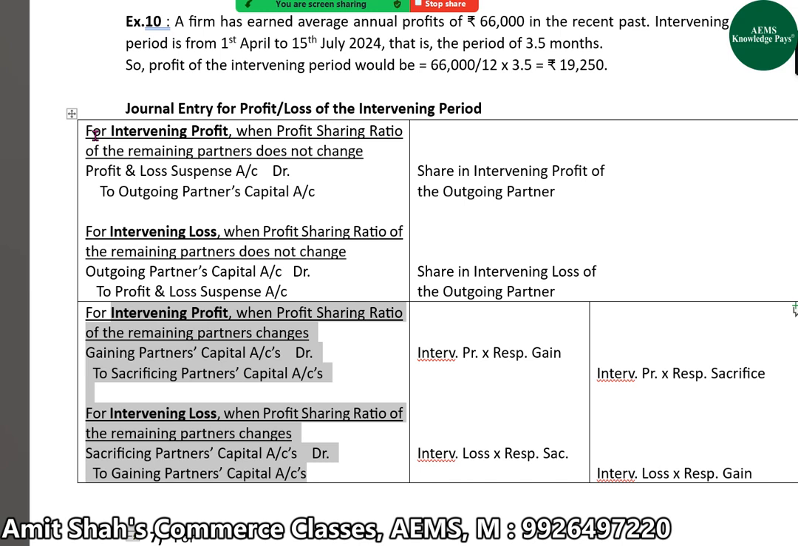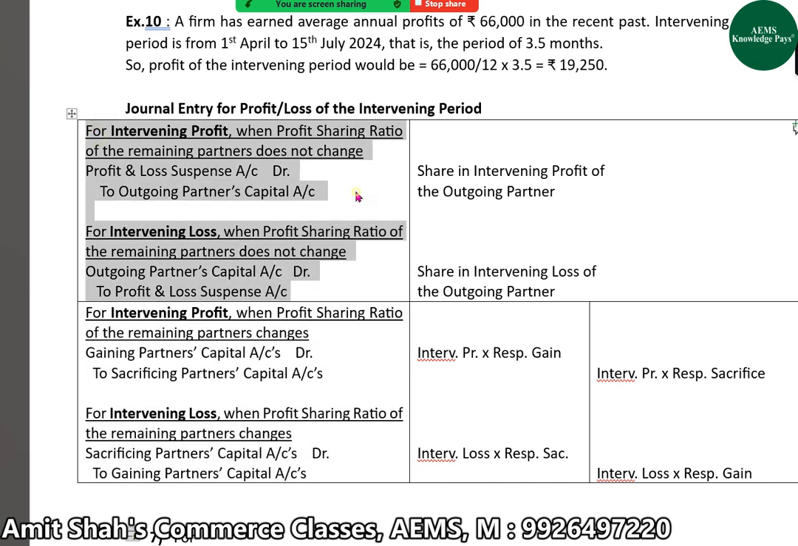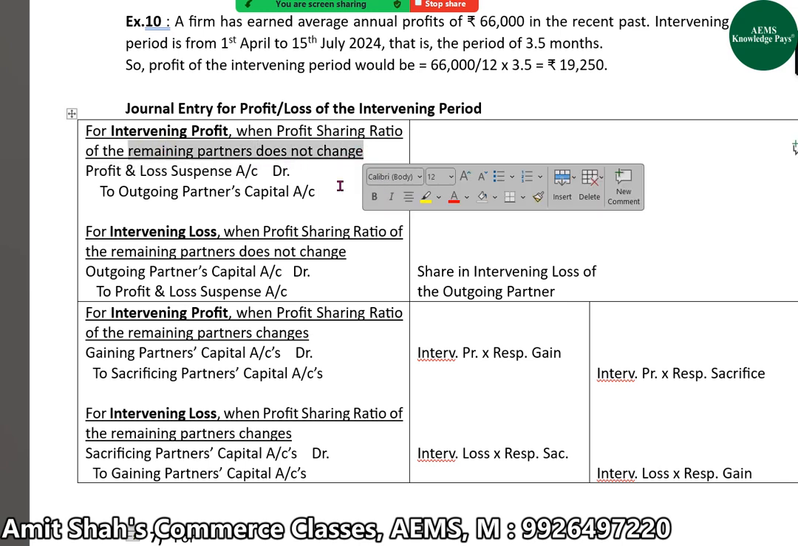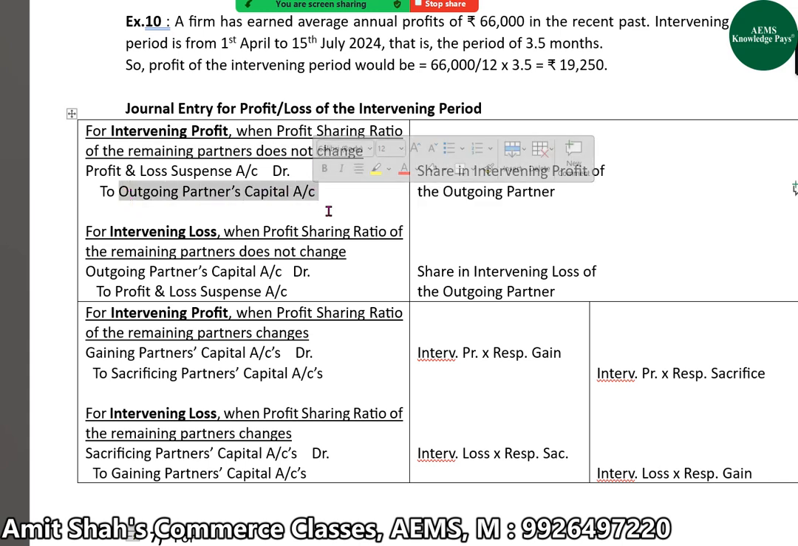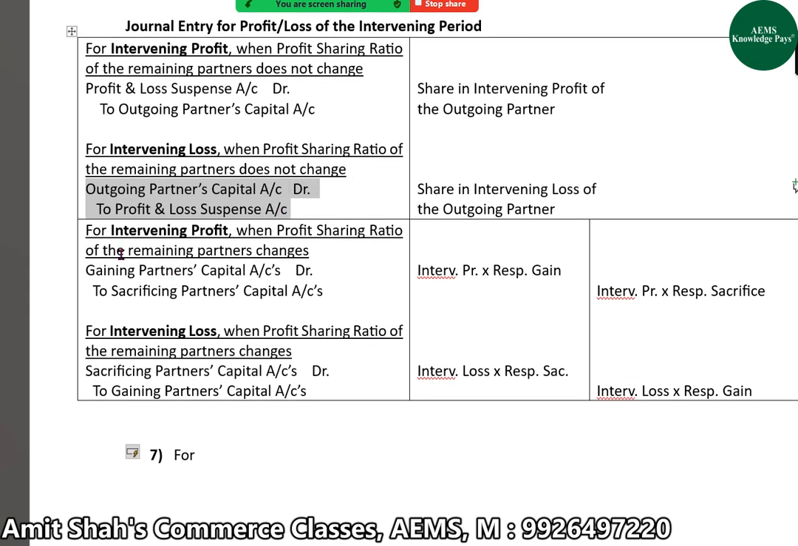These two are conditional. You will apply this set when profit sharing ratio of remaining partners does not change. So in that case, we will give share in profits of intervening period only to the outgoing partner by debiting P&L suspense account. If there is loss, then we will do this entry. And if profit sharing ratio of remaining partners changes, then instead of doing this, we will do this.